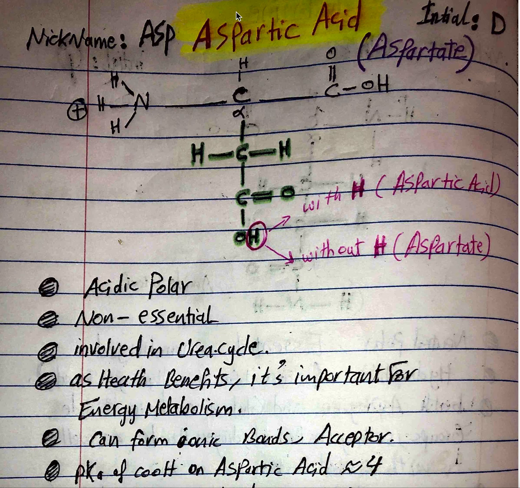So the first three letters, and the initial is D, which is known as aspartic acid, and another name is aspartate, and we will learn when we can call it aspartic acid and when we can call it aspartate. As with any amino acid, it contains this backbone, which is a carboxylic group, the central carbon, and the amino group, and then the side chain.